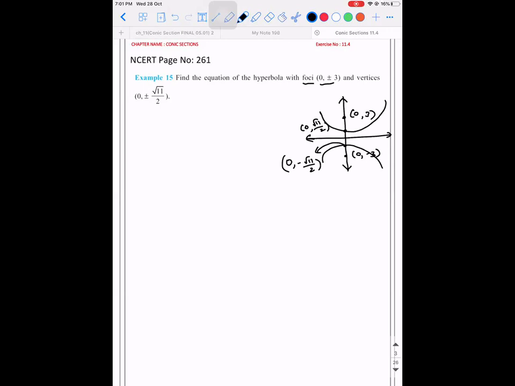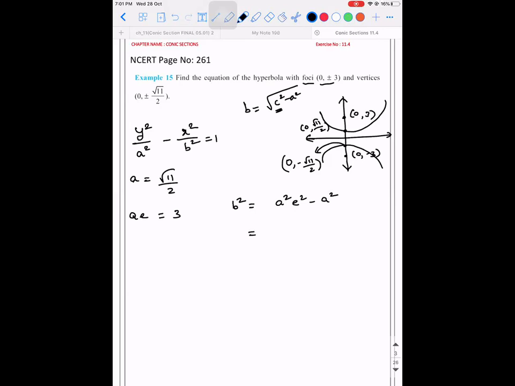Right. So for this kind of hyperbola, what will be the equation? y square by a square minus x square by b square is equal to 1. What is a, guys? a is root 11 by 2. ae is how much? 3. b square is equal to a square e square minus a square. So how did I get this? Because b is equal to root of c square minus a square. But what is c? c is nothing but ae. Squaring on both the sides, I get a square e square minus a square.